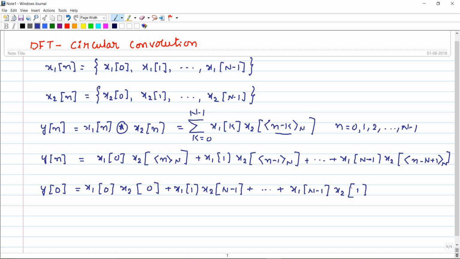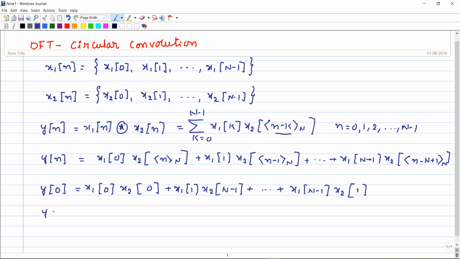If you are interested in understanding the modulo operation and circular shifting operation, please visit the above link. There I explained the concepts of circular shifting and modulo operations. Now let us continue with this.